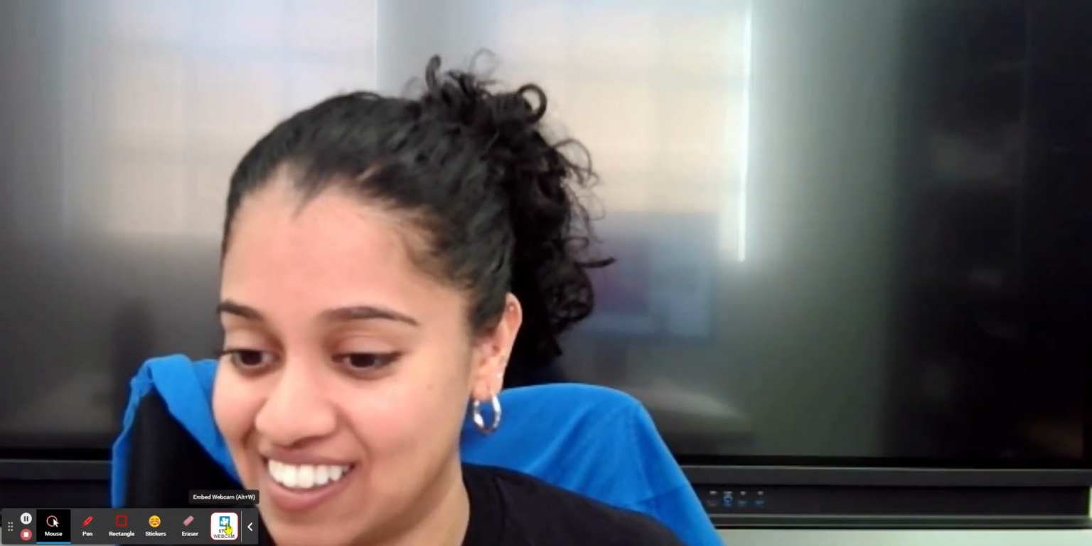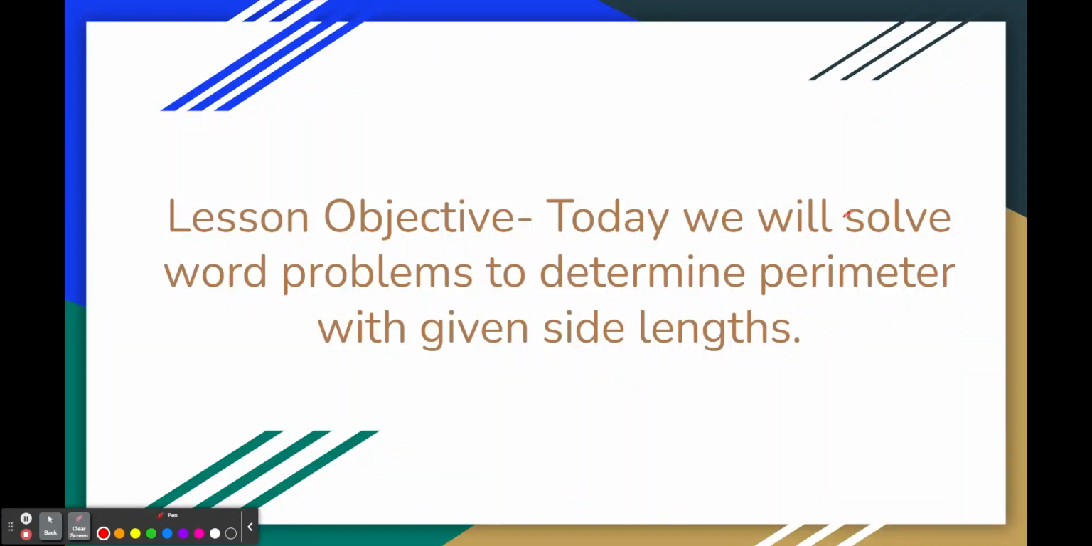Let's take a look at today's lesson objective. So today we will solve word problems to determine perimeter with given side lengths.